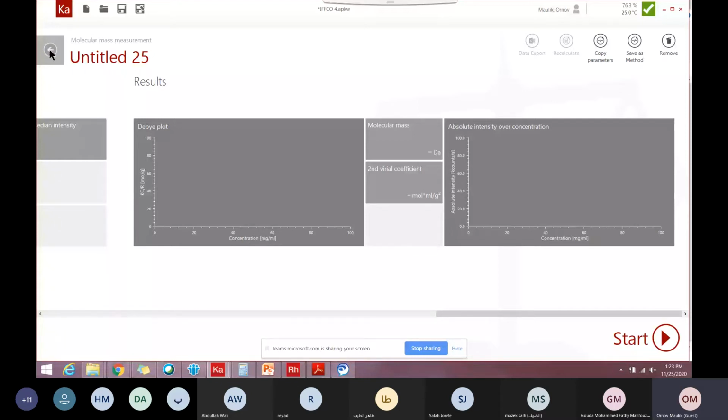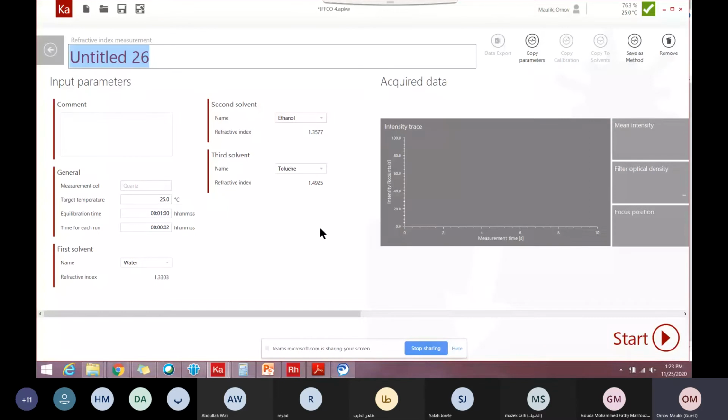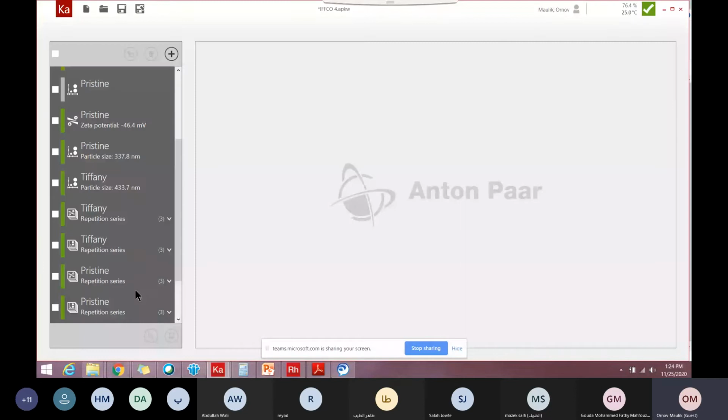Same way in case of refractive index, we have different standards. You can use water, ethanol, toluene, and then put in your unknown sample, and this will give you an intensity trace with respect to the different standards. Based on that, when you run your unknown sample, it is put into that particular regression curve, and from that regression curve you get the refractive index of the material.